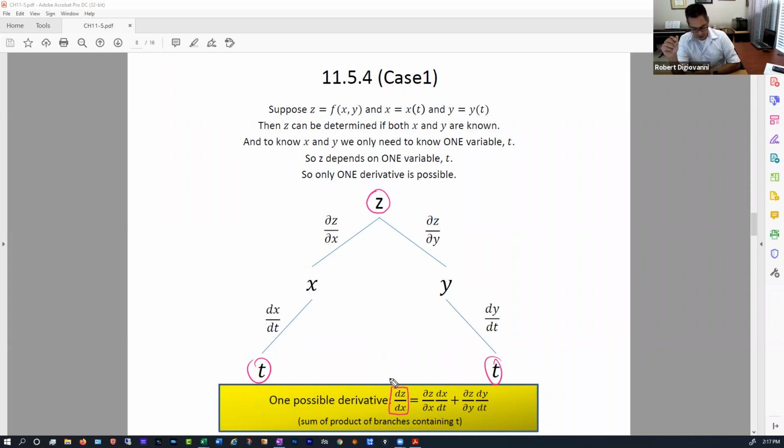I mean, sorry, that's a typo. Hold on, that's a typo. It should say dz/dt.